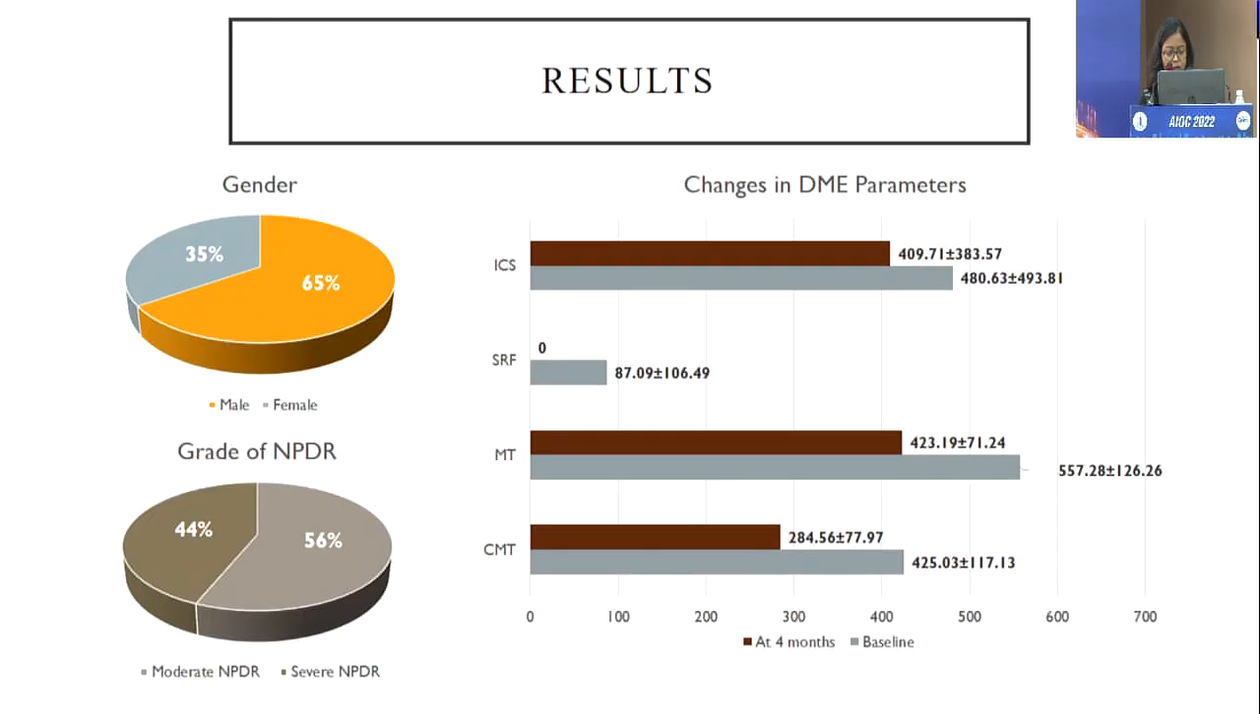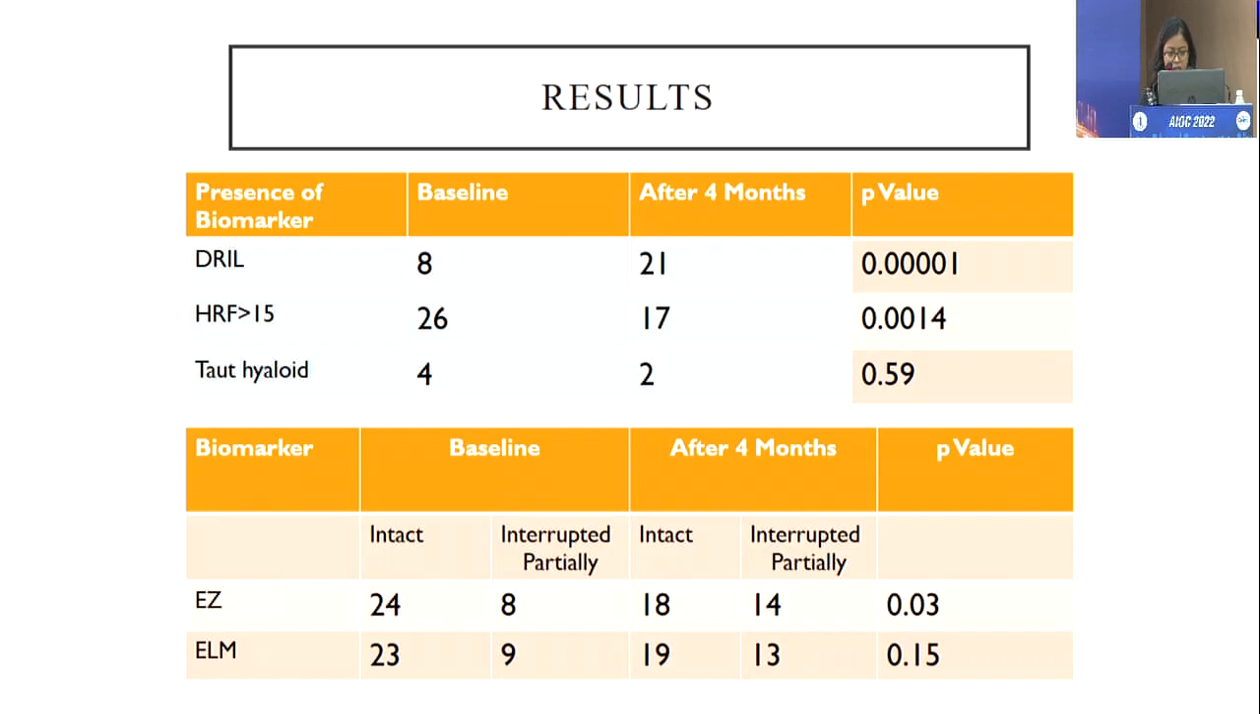Coming to the results, 44% of patients belong to the severe NPDR group and 56% belong to the moderate NPDR group. Regarding changes in DME parameters, we can see SRF became nil after 4 months of intravitreal treatment, and the rest of the DME parameters also decreased; the decrease was significant. REAL also increased after 4 months, HRF decreased after 4 months, and these changes were significant, whereas taut hyaloid and ELM disruption changed but not significantly, and EZ disruption after 4 months was also found significant.